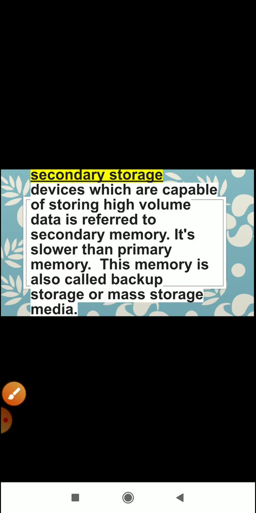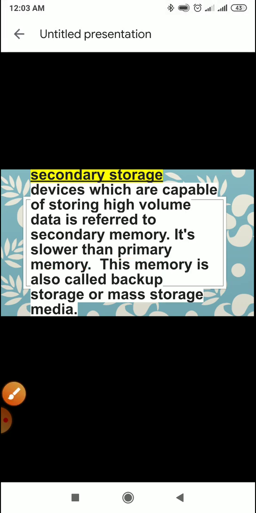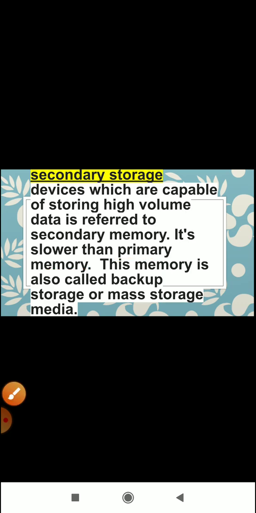Now we will discuss the secondary memory. Secondary memory or secondary storage devices, capable of storing high volume data, are referred to as secondary memory. It is slower than the primary memory. It is also called backup storage or mass storage media. Secondary memory, children, is the memory which we provide from the outside to the computer. For example, pen drive, floppy disk, CD, DVD, etc.